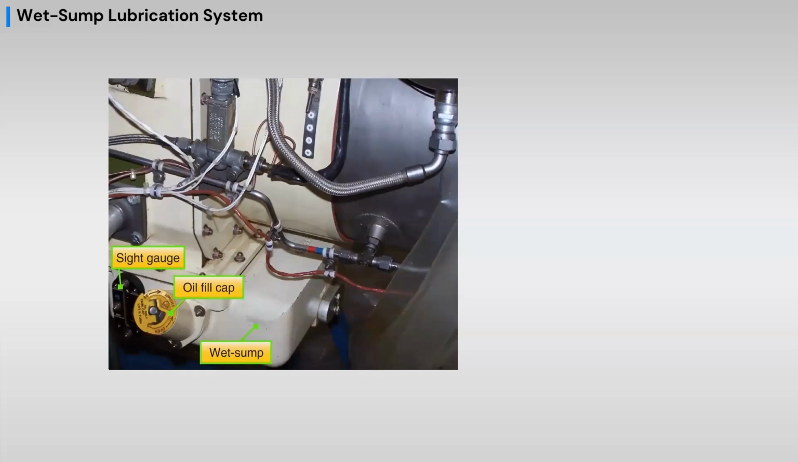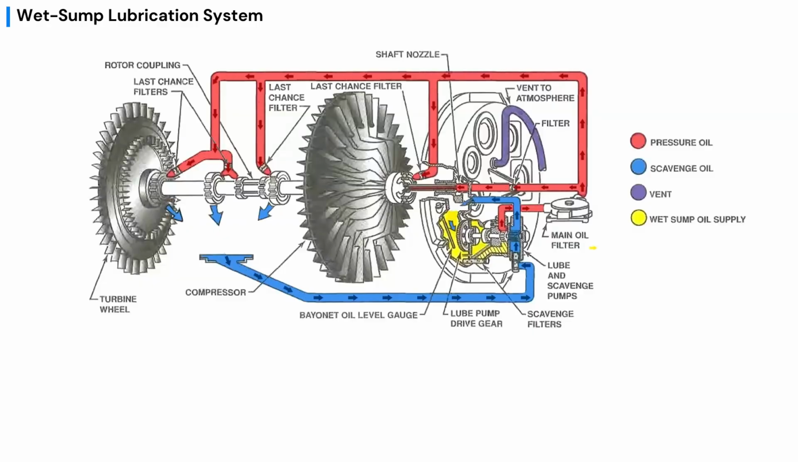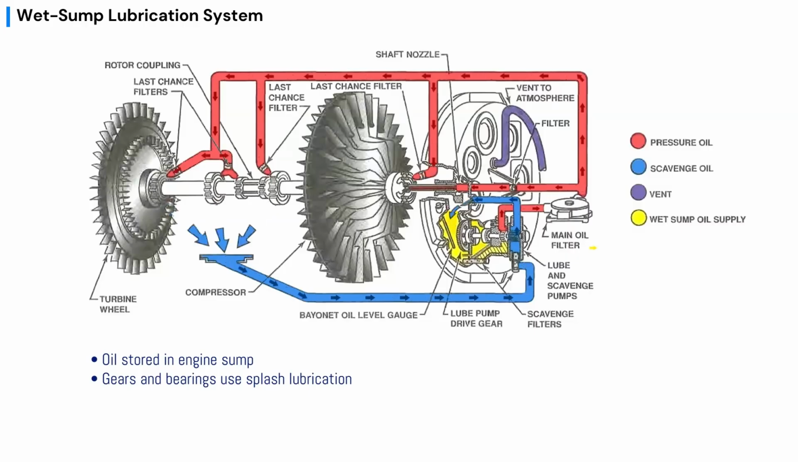A typical Wet-Sump system includes a sight gauge to check oil level, a breather or vent, a magnetic drain plug, temperature, and oil pressure fittings. In a Wet-Sump system, some bearings and gears are lubricated by splash lubrication. As gears rotate through the oil, they throw oil onto nearby components.